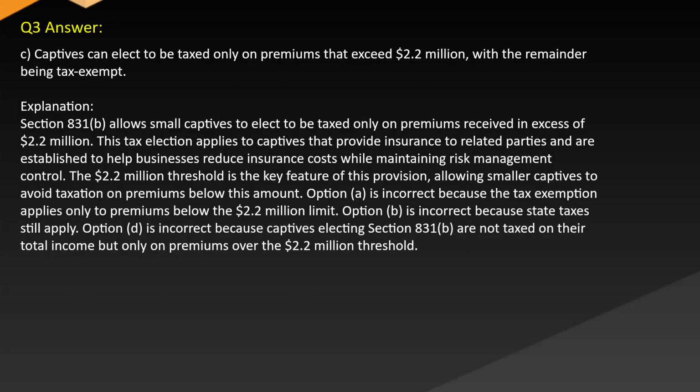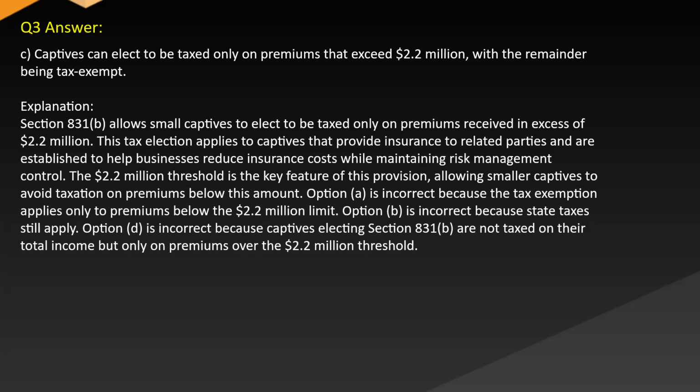Answer. C. Captives can elect to be taxed only on premiums that exceed $2.2 million, with the remainder being tax exempt. Explanation. Section 831(b) allows small captives to elect to be taxed only on premiums received in excess of $2.2 million. This tax election applies to captives that provide insurance to related parties and are established to help businesses reduce insurance costs while maintaining risk management control. The $2.2 million threshold is the key feature of this provision, allowing smaller captives to avoid taxation on premiums below this amount. Option A is incorrect because the tax exemption applies only to premiums below the $2.2 million limit.